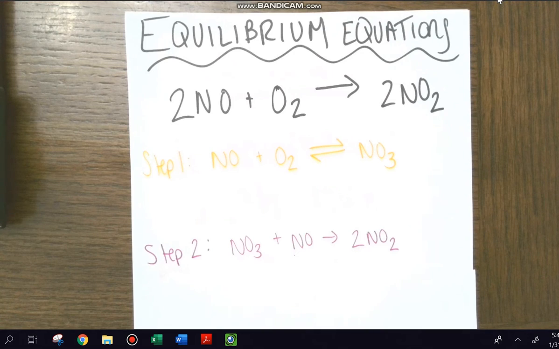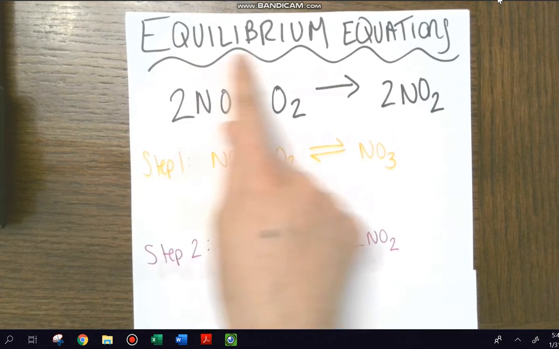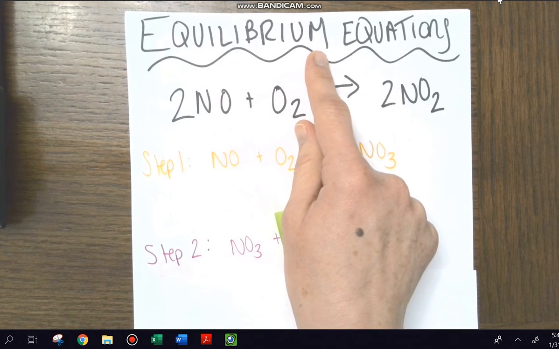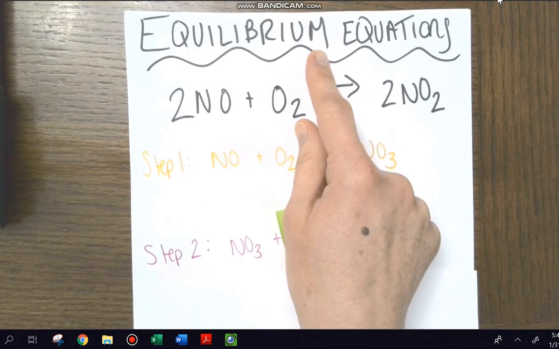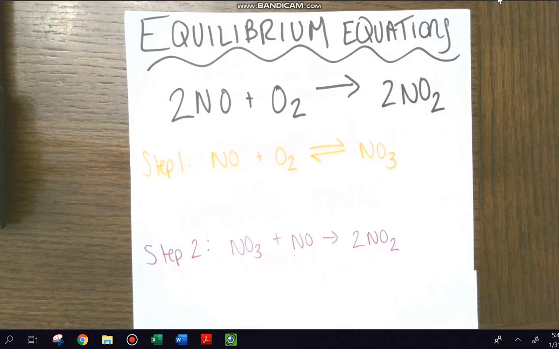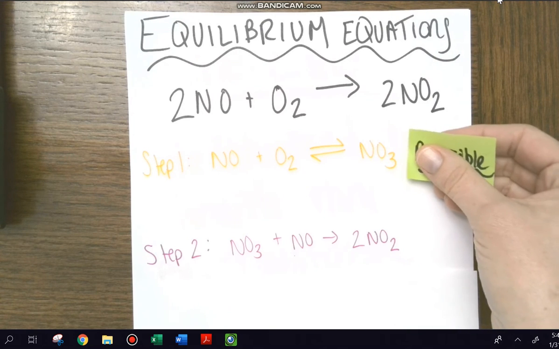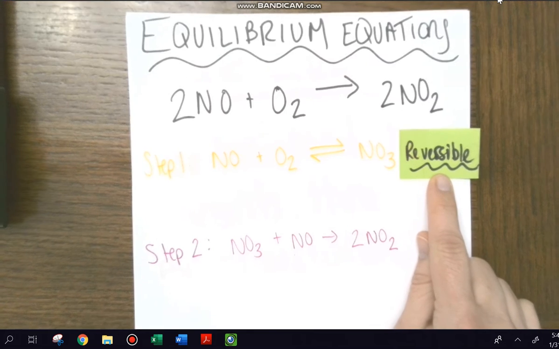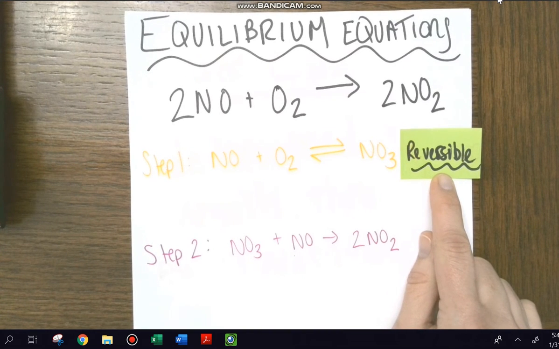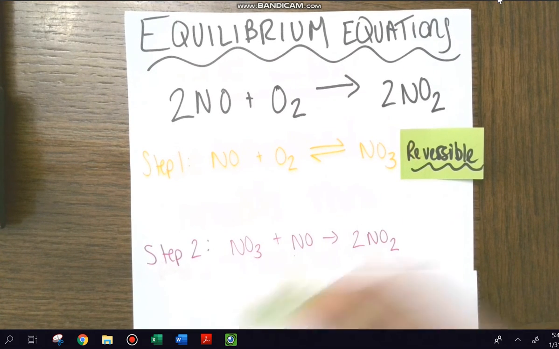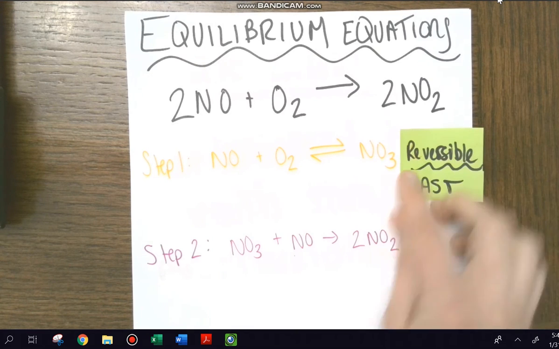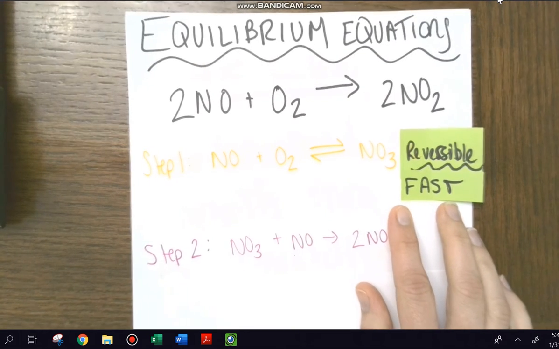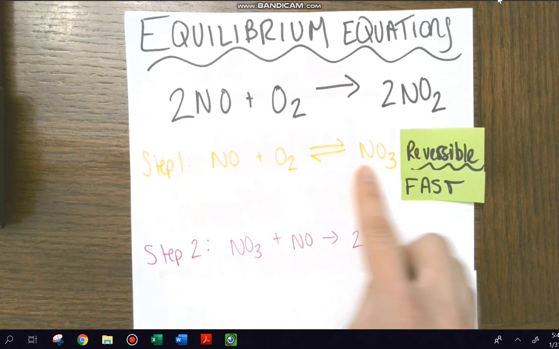So what this means is this is called an equilibrium equation or equilibrium reaction. Equilibrium, I believe, is unit 7, maybe it's unit 6, I don't know, but we'll be getting to that. So this very first step, step 1 of our elementary equations, is reversible. It is also our fast reaction. Our fast reaction is a reversible reaction, meaning it could go backwards and forwards.